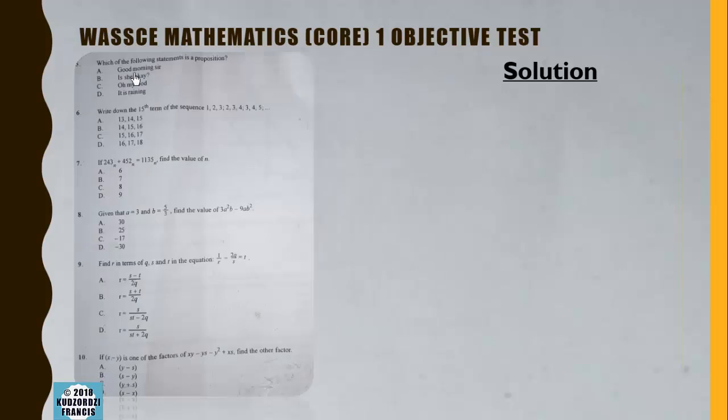A proposition is a statement that demands a yes or no answer. So among all these statements, it is the second one, "Is she okay?", that demands a yes or no answer.